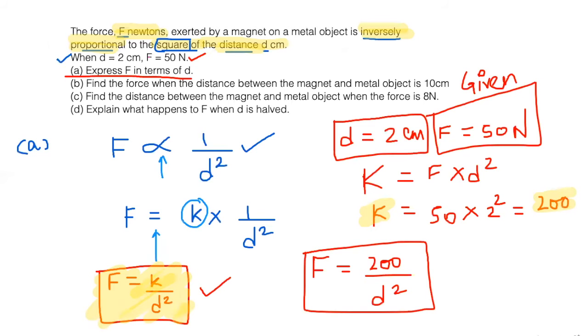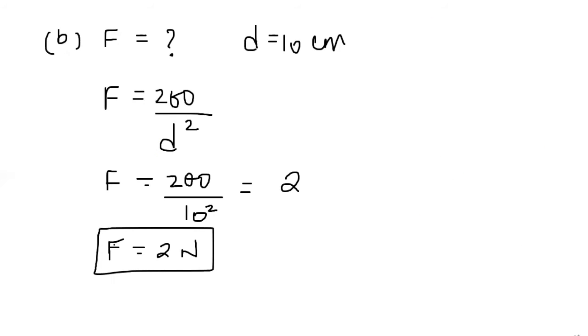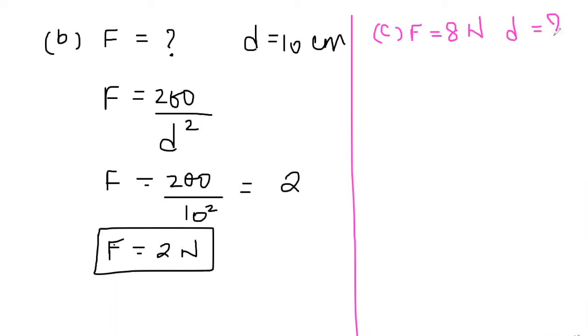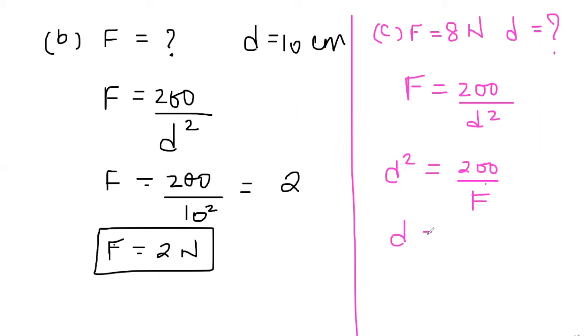This is the answer for the second part. Let's see the third part. Find the distance between the magnet and the metal object when force is 8. So in the third part, you have the value of force. Force is 8 Newton and you don't have the value of distance. Then you use your equation F is equal to 200 upon d square. Write this formula in terms of d. So d square is equal to 200 upon F. I'm making d square the subject of the formula. Now I'm making d the subject of the formula because the question is asking us to find the value of d. So d will be square root of 200 upon F.